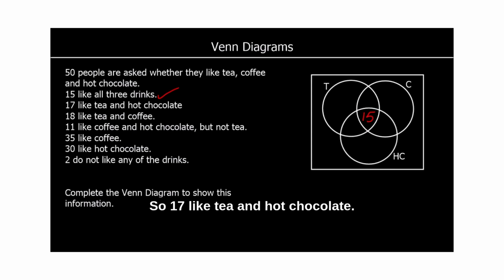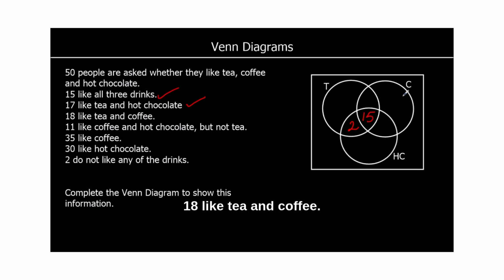So 17 like tea and hot chocolate. So the intersection of tea and hot chocolate is going to be 17 people. But there's already 15 in there, so we need 2 more. That's why we start in the middle and work out. So the intersection of tea and hot chocolate is 17 people: 15 people that like coffee as well, and 2 people that just like tea and hot chocolate.